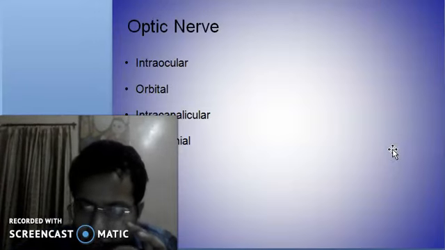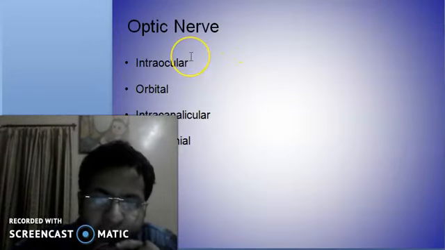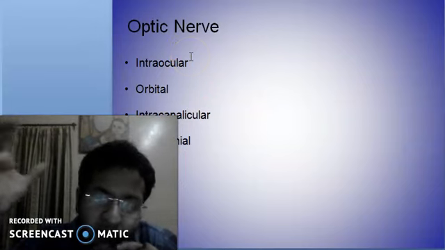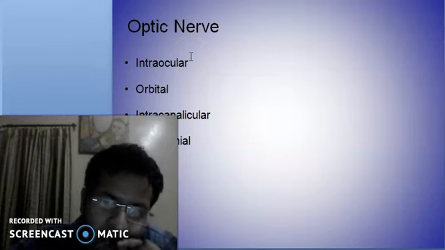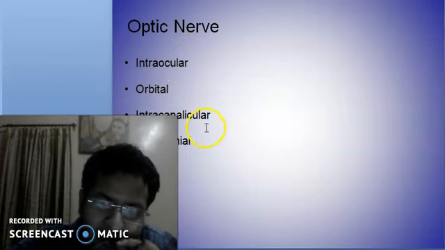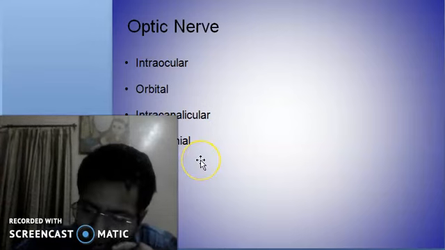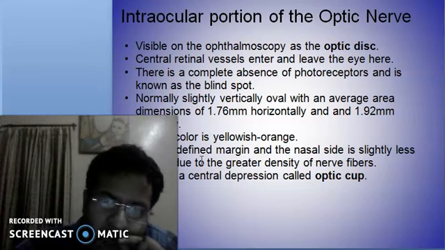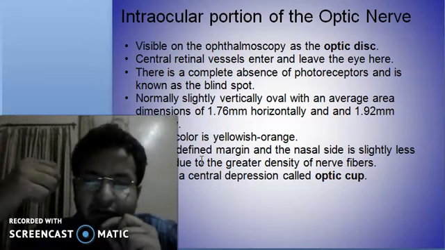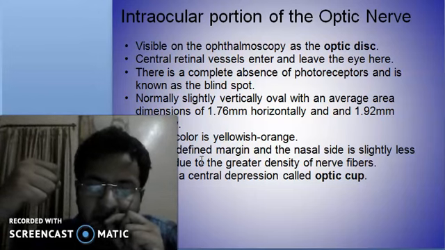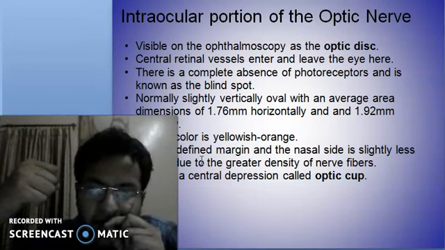Congruous hemianopia. The optic nerve is about 50 millimeters in length and it comprises an intraocular portion, the orbital portion, the intracanalicular portion, that is which runs into the optic canal, and the intracranial portion. The intraocular portion of the optic nerve is visible when we use a direct or an indirect ophthalmoscope, and it is visible as an optic disc.